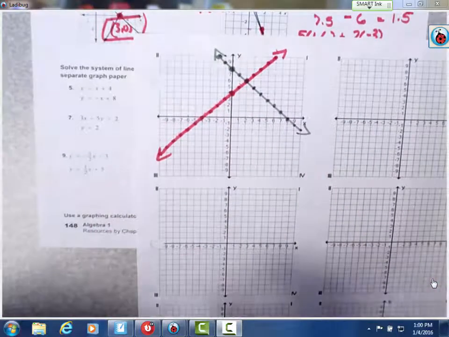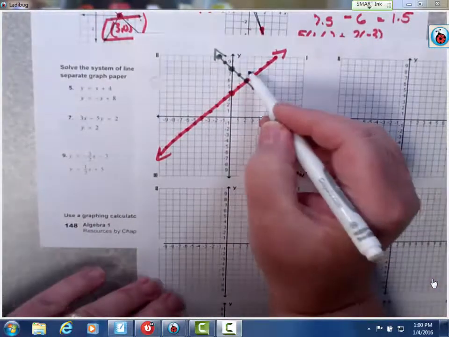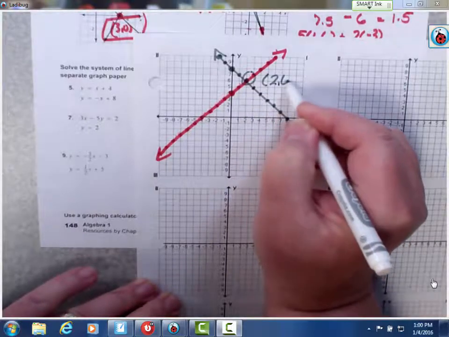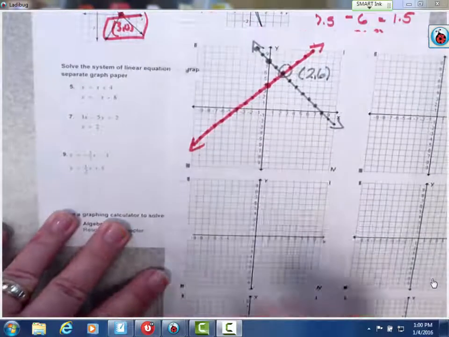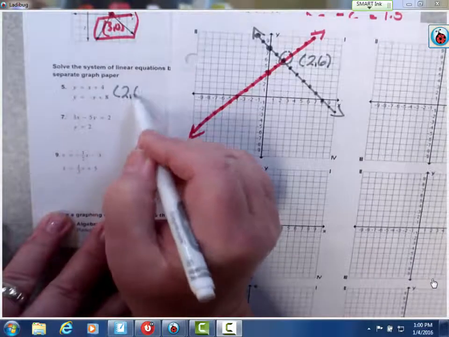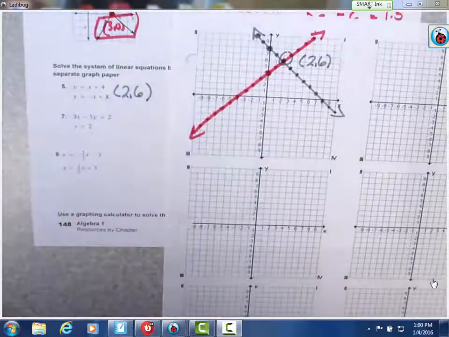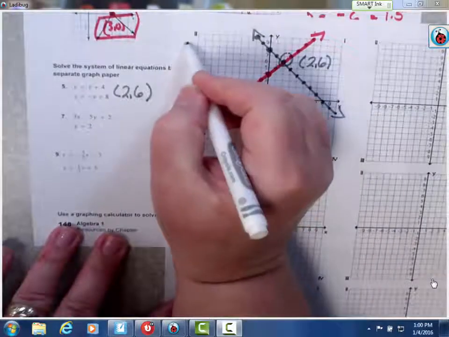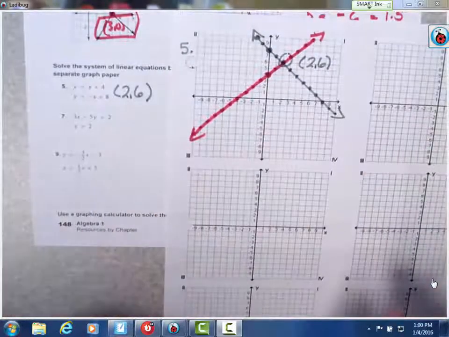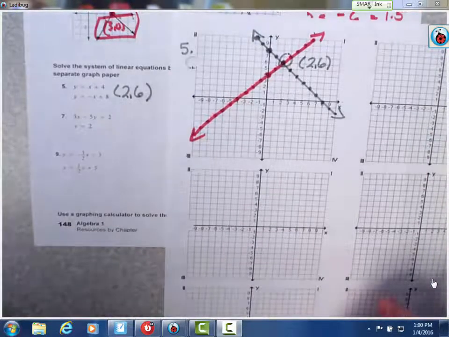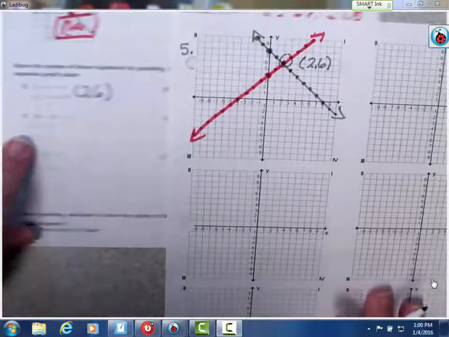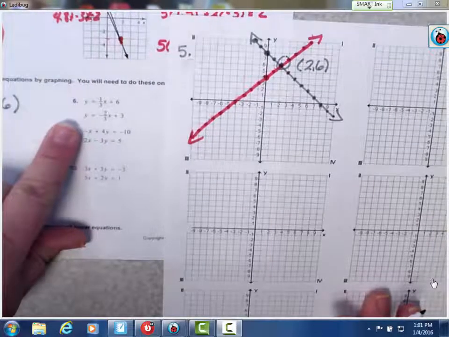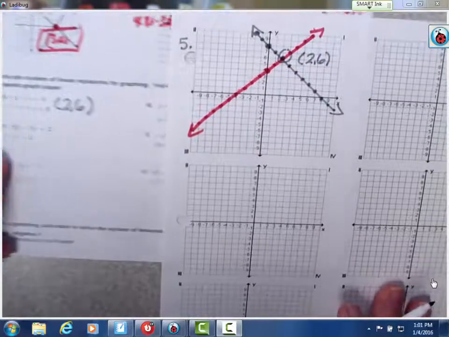And where did the two intersect? Oh, right here, the point 2, 6. So I'm just going to put that on my paper right here. That's the solution. All right, so I put number 5 right here beside it on my paper, so I know that's the one I did. Okay, then on number 6, I think I'll leave number 6 for you to do. I'm going to go on to number 7.